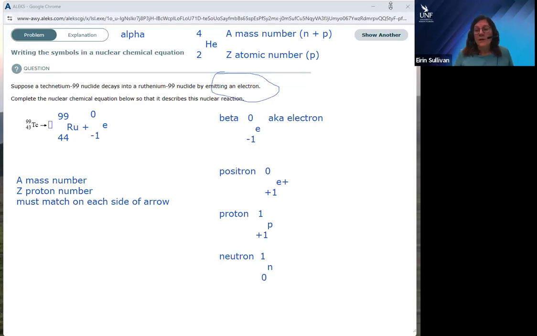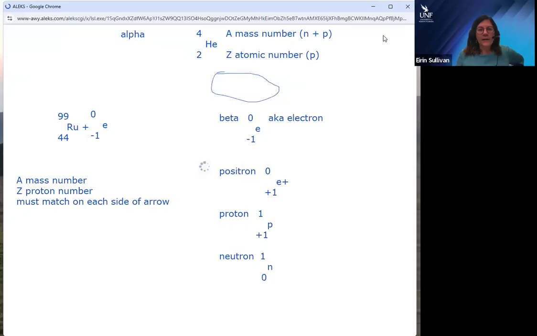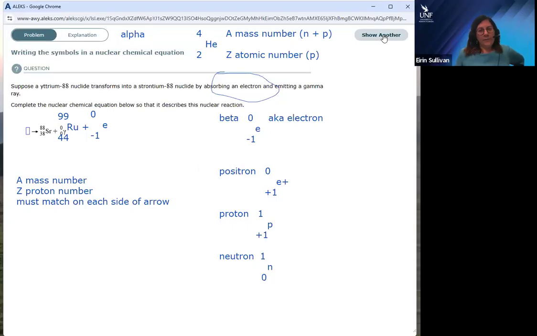So I guess I can show another one, if I can use the mouse real quick to see what other kinds of emissions we have. So absorbing an electron. If we're absorbing an electron, that means the electron is going to be on the left-hand side of this particular nuclear reaction.